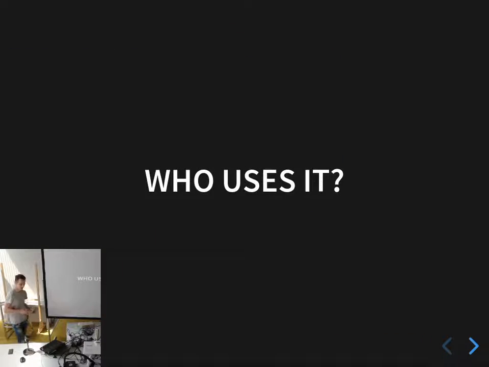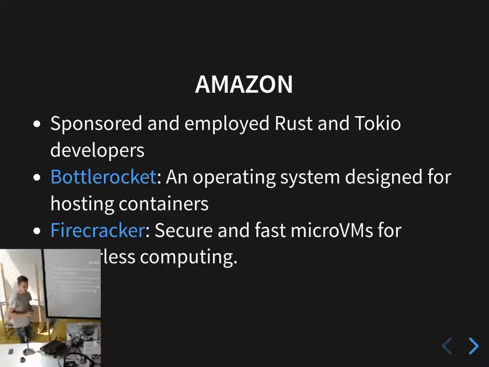Alright, so now we know a short history of Rust. Now we can also look at companies that use it. As I already mentioned, Amazon uses Rust, and they also employ Rust developers. They use it for their cloud platform. For example, they implemented a few projects which are designed to host lightweight containers and spin them up very fast.